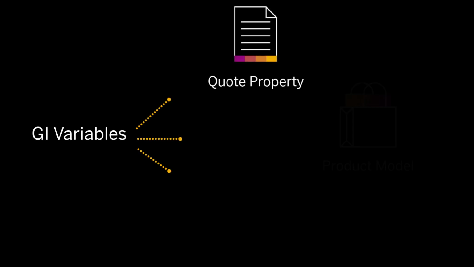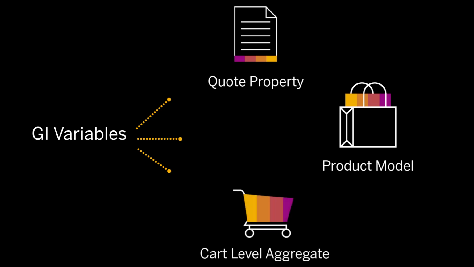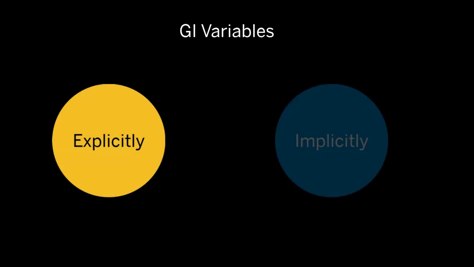GI variables can be defined as a quote property within a product model or as a separate cart level aggregate. No matter where the GI is defined, it's available across all categories and products. I'll briefly take you through how to create and retrieve GI variables. GI variables can be created in two ways, explicitly and implicitly.